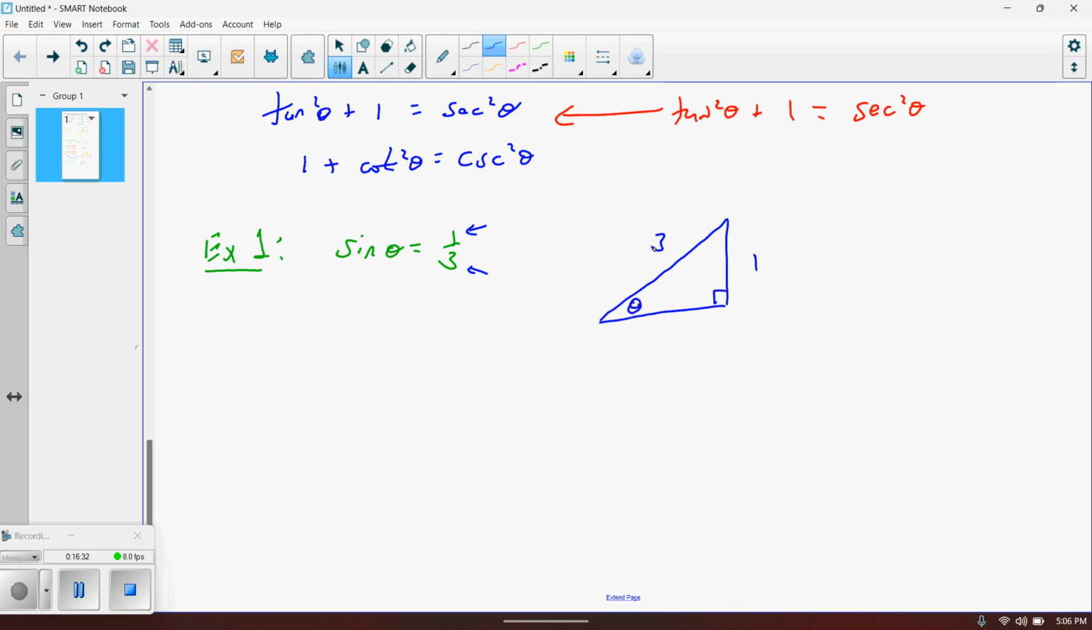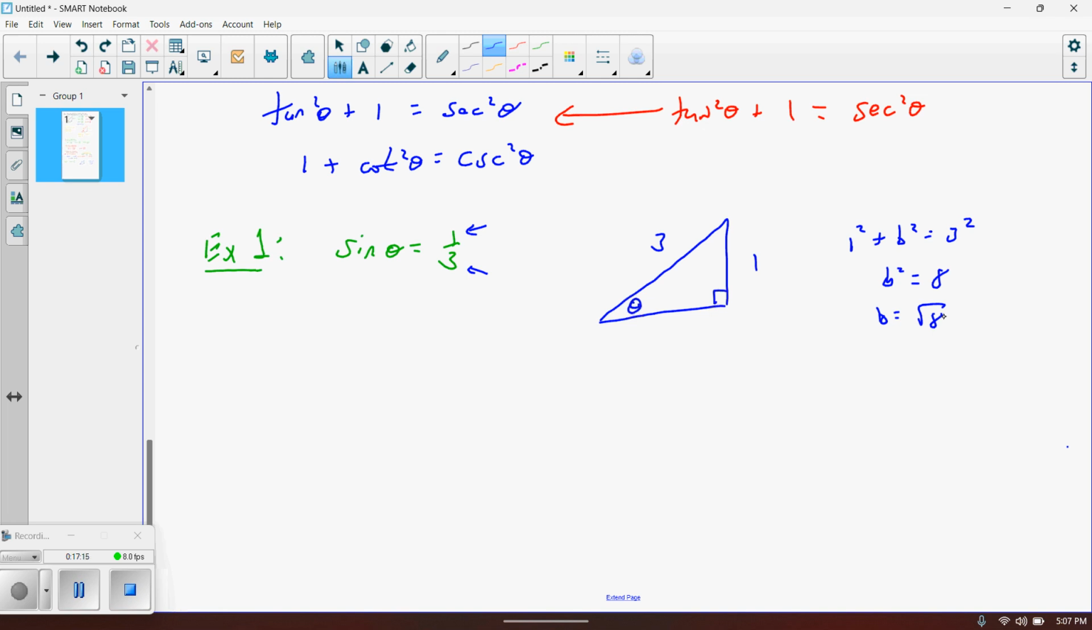If I want to find the other 5 trig functions, I'm still going to need to know what the adjacent side would be. So we'll use the Pythagorean theorem. This time I will write it out. We know that 1 squared plus whatever variable you want to call that side, I'll just call it b squared in this case since we typically use a, b, and c, is going to equal 3 squared. So that means b squared is going to equal 9 minus 1 if you subtract 1 on both sides, or 8. So then b is going to be the square root of 8. The square root of 8 can be simplified, but for right now we're going to leave it as the square root of 8.